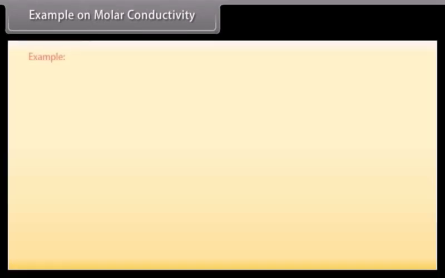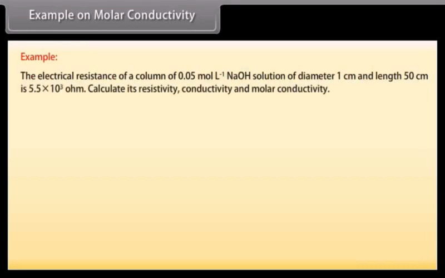Example on molar conductivity. Let's take an example of molar conductivity. The electrical resistance of a column of 0.05 mole per liter NaOH solution of diameter 1 centimeter and length 50 centimeter is 5.5 × 10^3 ohm. Calculate its resistivity, conductivity and molar conductivity.